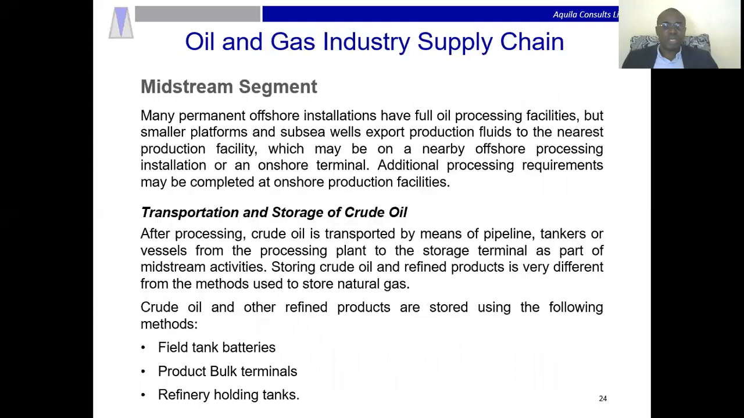As I've mentioned earlier, in an offshore facility, you may have a partial or even full processing facility to carry out those things mentioned earlier. But sometimes you just do basic processing and take it off to an onshore terminal where it will be finally processed and prepared for export or sales to refineries.